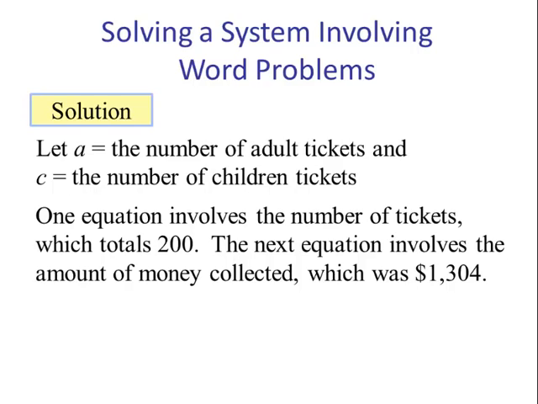For the next equation, that involves the amount of money collected, which was a grand total of $1,304. So each adult ticket is $8, so we take 8 times the number of adult tickets, which is 8a, and then we would add that to 4 times the number of children tickets, because each ticket for a child costs $4. We add those two up, and that's equal to 1,304. So we have our system. A plus C equals 200, and 8a plus 4c equals 1,304.